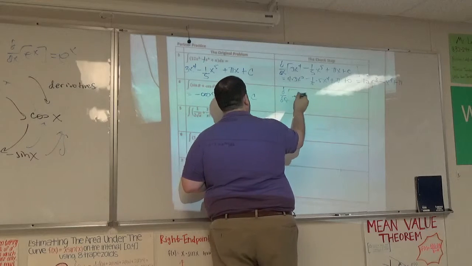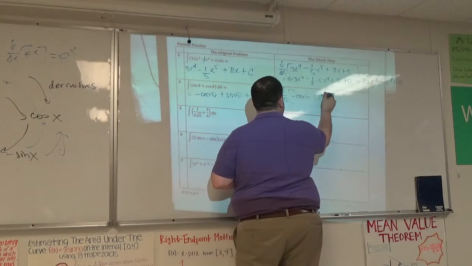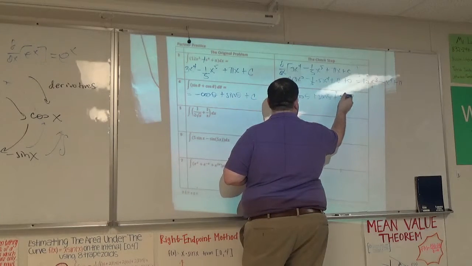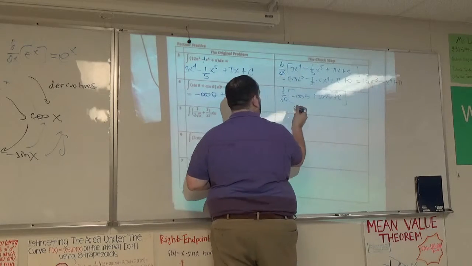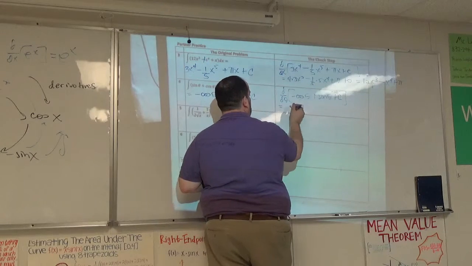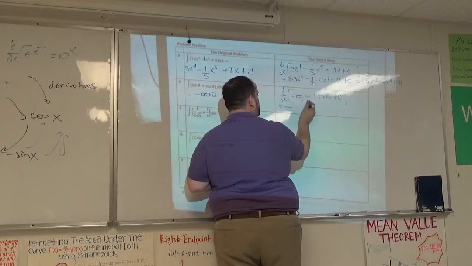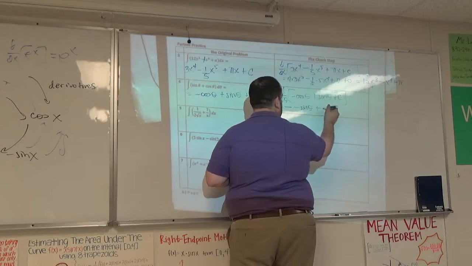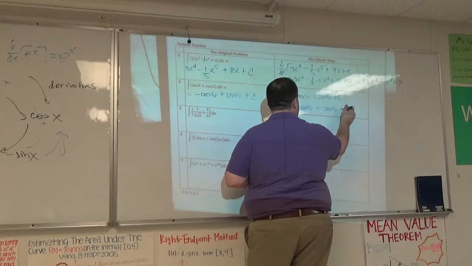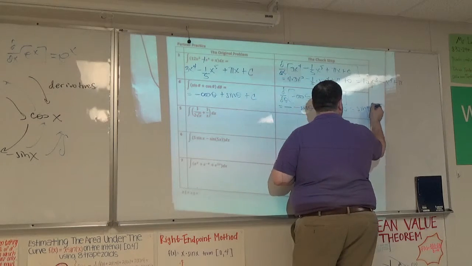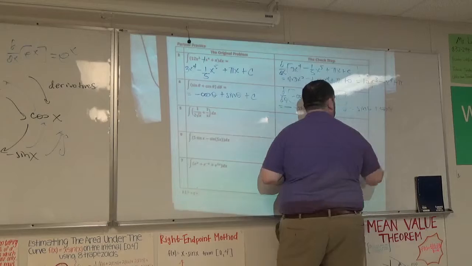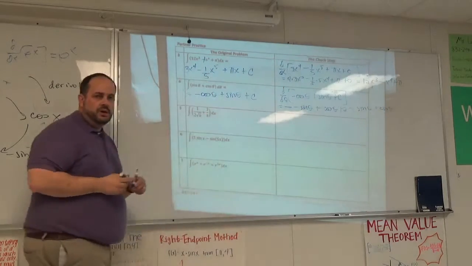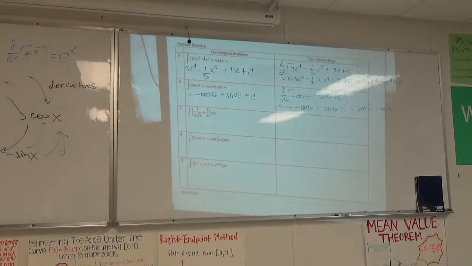The derivative with respect to theta of negative cosine theta plus sine theta plus c is going to be sine theta, because you've got negative the derivative of cosine, so that's negative negative sine theta, plus cosine theta, plus 0. So sine theta plus cosine theta. Good. It's all about learning to undo your derivative rules.